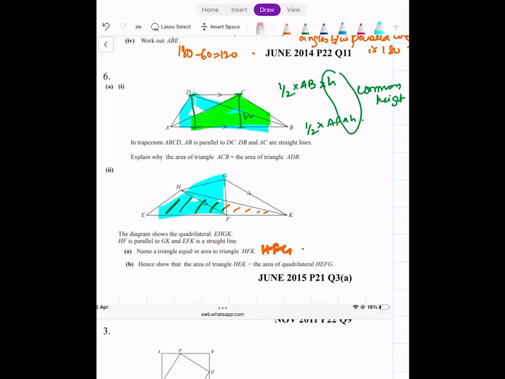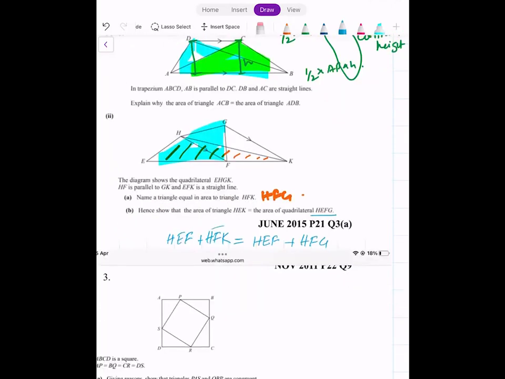Okay, so if I look at HEFG, it is made up of HEF plus HFG. And HEK is made up of HEF plus HFK. You have already established that HFK is equal to HFG. Therefore, the areas are equal. Because ये तो वैसे ही same triangles हैं. All right, let's move on to the next part.